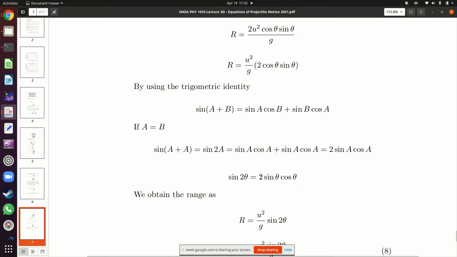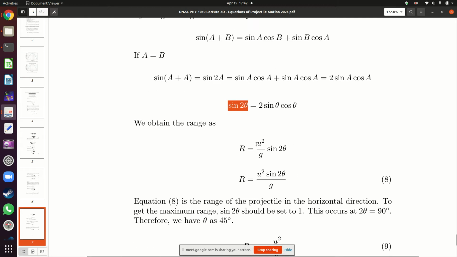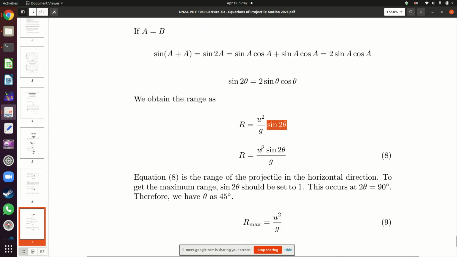So next we substitute for this in this expression here, and we put in sine 2 theta. So we end up having a range which is equal to u squared over g multiplied by sine theta, which just gives you range is equal to u squared sine 2 theta divided by g. So this is the expression you use to find out how far in the horizontal direction your projectile is actually going to move forward.